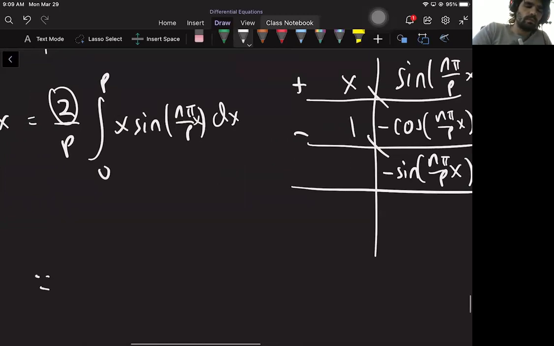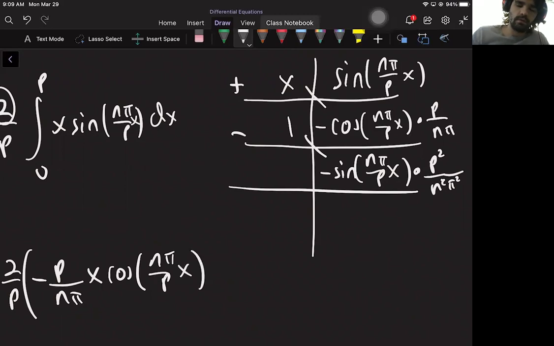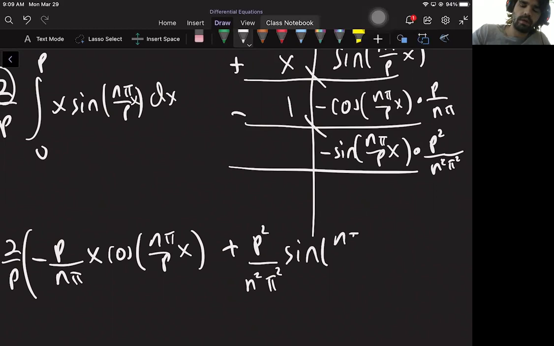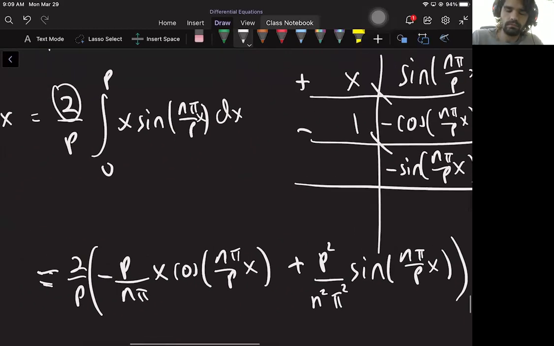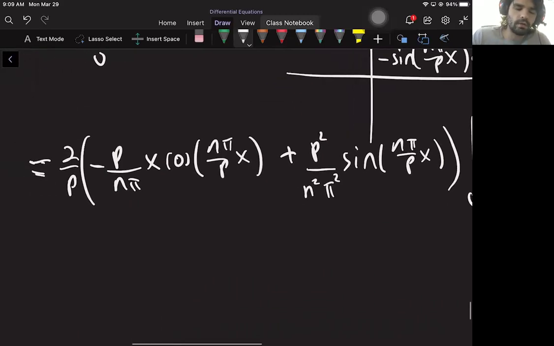So we get 2 over p times negative p over n pi x cosine of n pi over p x. And then on the second one, the minuses will cancel, plus p squared over n squared pi squared sine of n pi over p x. Okay, so that's my integral. And then I'm just doing it from 0 to p now. Okay, so we just plug in these things.